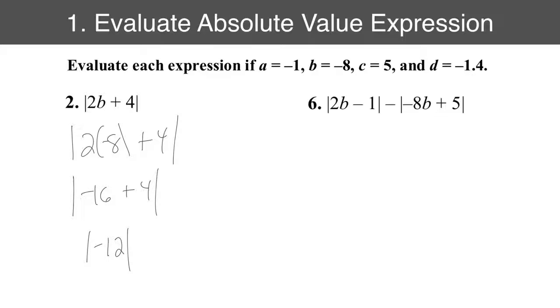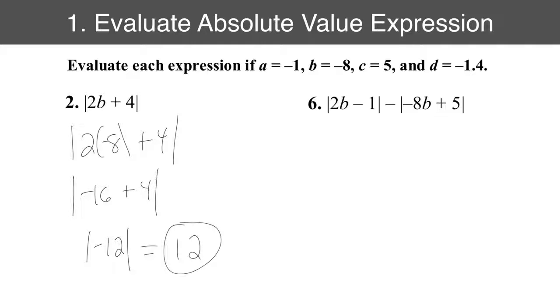Now that we've worked everything inside the absolute value, at the very end we take the absolute value. Remember, absolute values make everything inside of them positive. So we have a -12 inside the absolute value bars. So when we take the absolute value of -12, it will come out as a positive 12.